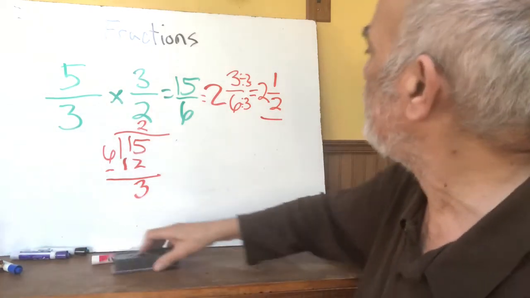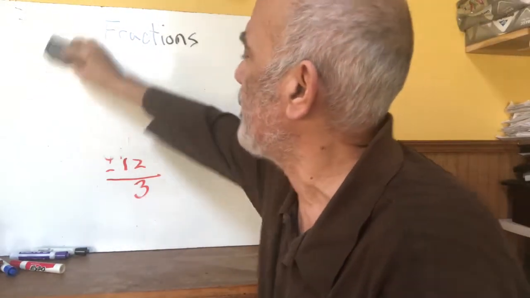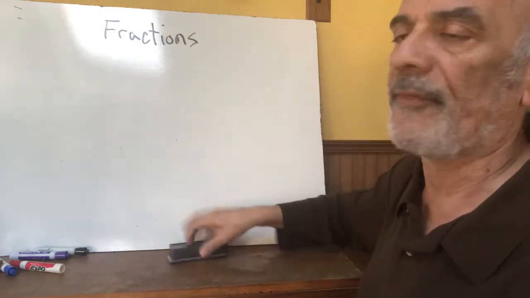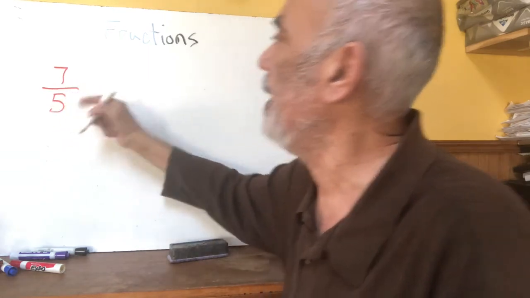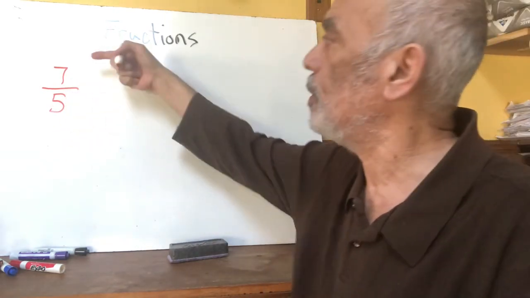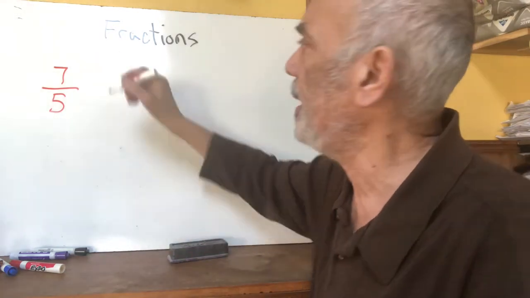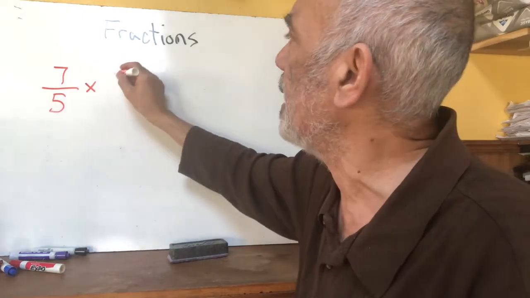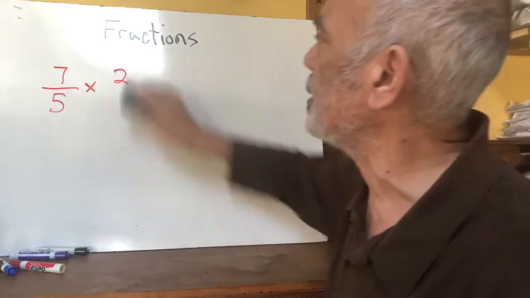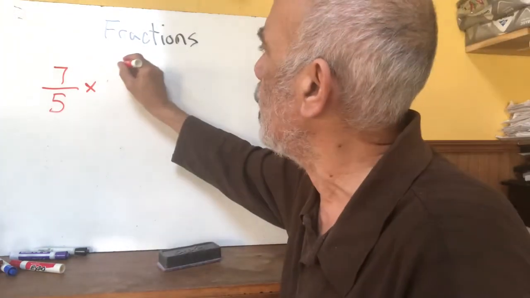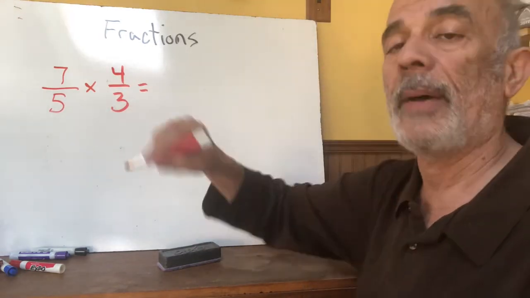We'll try one more. We are multiplying improper fractions. Let's go with 7/5. Improper. Why? Because the top is bigger than the bottom. The numerator is greater than the denominator. And we're going to multiply that times 2. Let's make that one an improper fraction as well. We'll make it 4/3. Top greater than the bottom.